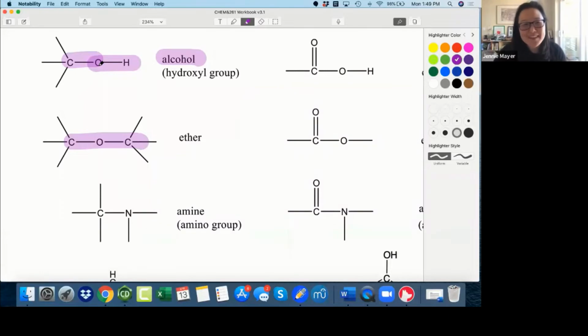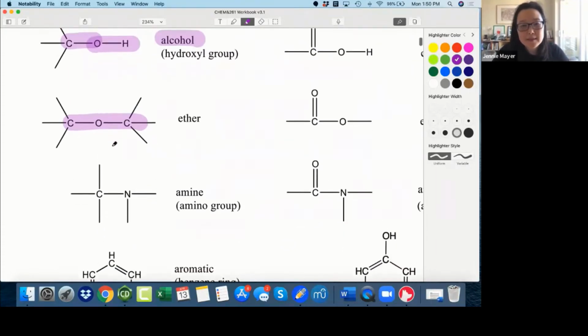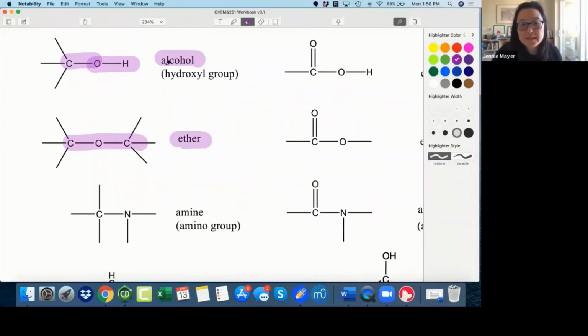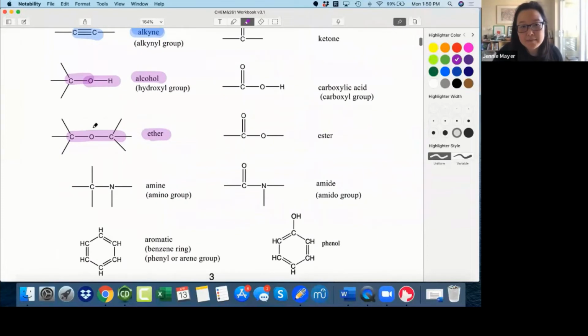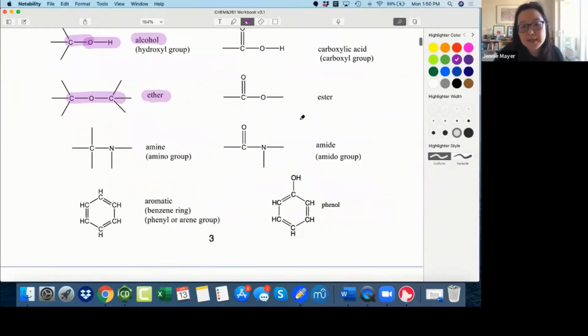Okay, ether. Ether is where you have carbons on both sides. So the ether cannot hydrogen bond to itself because there are no hydrogens here, but it could hydrogen bond to water. It just depends on what else is in the solution. So I would learn these two together, alcohol and ether, because they both have the C-O part, but one has an H and one has a C. Next, we're going to go to amine. Amine is where you have a nitrogen attached to a carbon. And this nitrogen part is called the amino group, like amino acid.